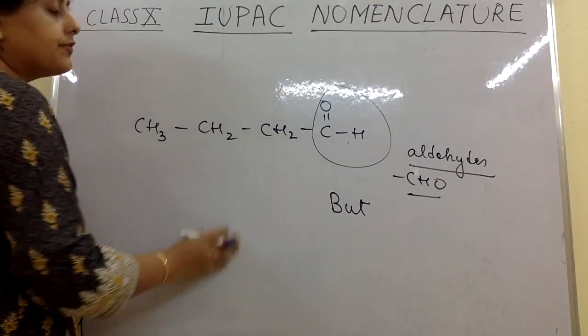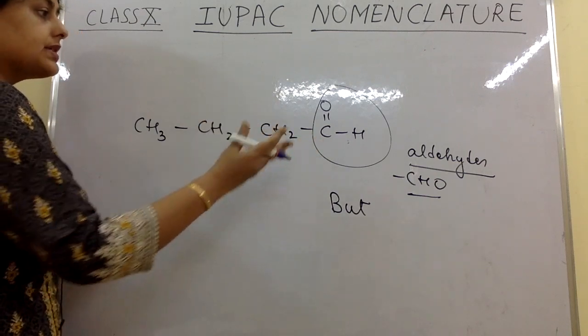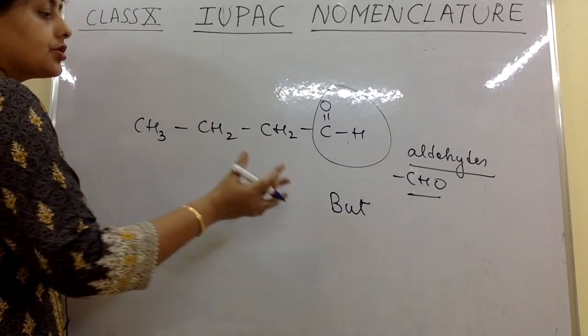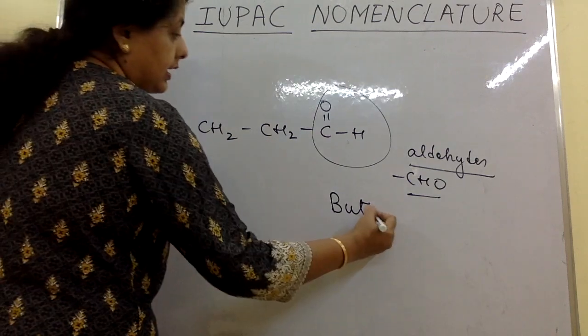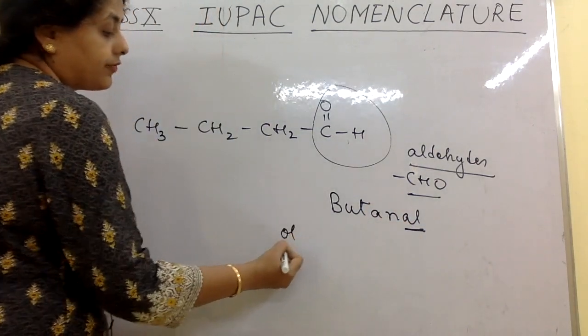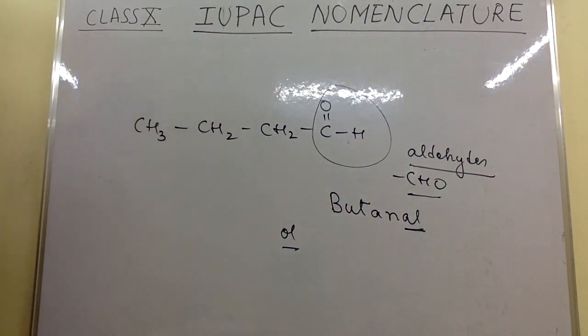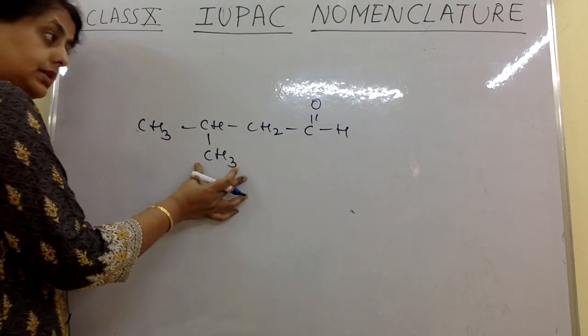Now if the functional group is at the end, then we don't number it. It is at the end, on the first carbon. So it is butanal. Note it is al: it is ol for alcohols, al for aldehydes. Okay, butanal.